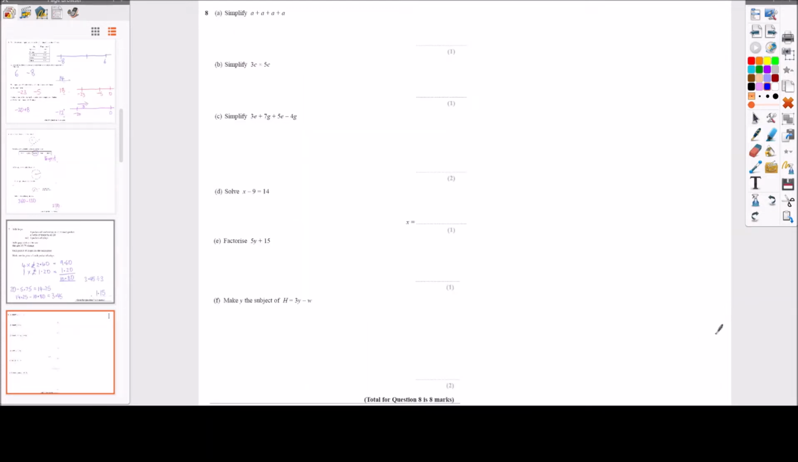Question 8. So A plus A plus A plus A is 4A. 3C times 5C. Well, that's 3 times 5 times C times C. 3 5s are 15. C times C is C squared. Now, for part C, be careful. Make sure you incorporate the sign. So it's 3E added together with 5E, which is 8E. And then for the G's, plus 7G take away 4G. What's 7G take away 4G is 3G. That's plus 3G.